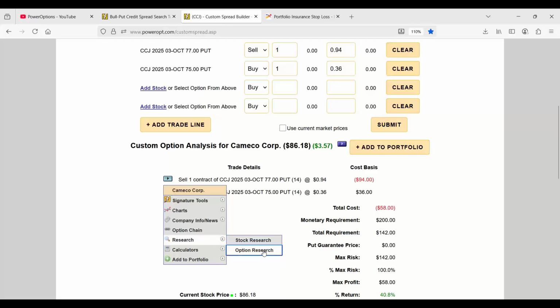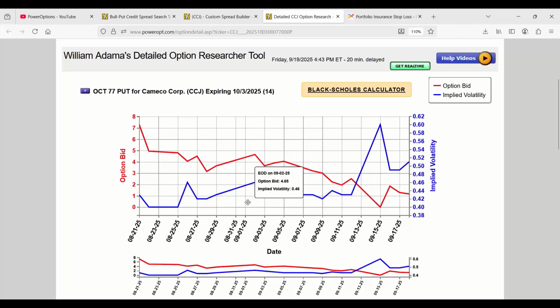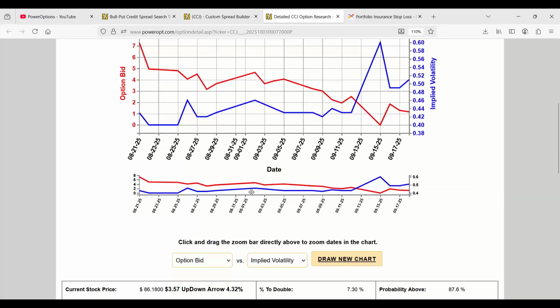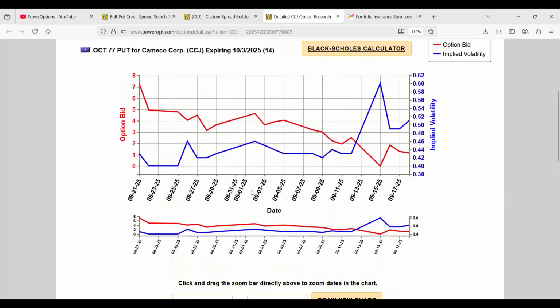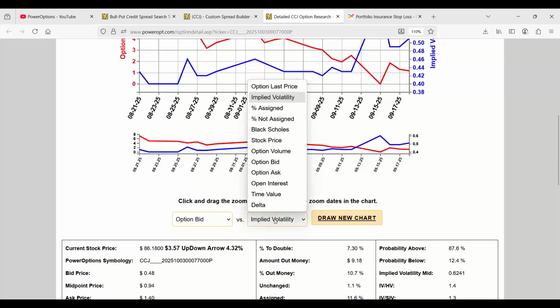I'm going to Research, and we are going to go to Options Research. This gives us all of the information, including the historical chart of the option since it's been released on the market. The default is the option bid price compared to implied volatility. And you can change that multiple ways. I can look at the option last price versus implied volatility, percent if assigned, not assigned for the covered call traders, Black-Scholes value, stock price, option volume, option bid, ask, open interest, time value, delta as well.